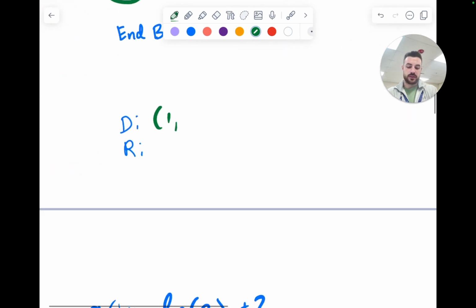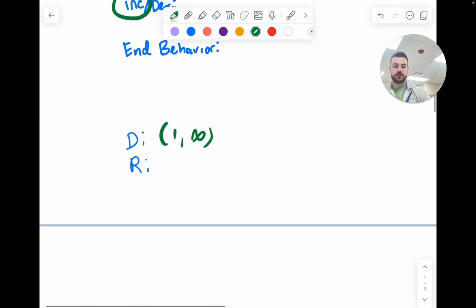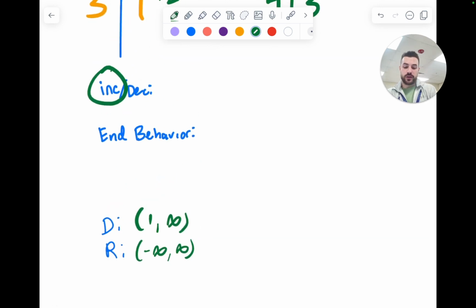And then the furthest to the right, well, we've got an arrow pointing up and to the right, so that means positive infinity. Finally, the range for all logs is the same, but again, just look at the picture. We're going down on my left side and up on my right, so my range is going to be negative infinity to infinity. That tells us that we are increasing for the entire domain, which is 1 to infinity, and now we can do our end behavior.